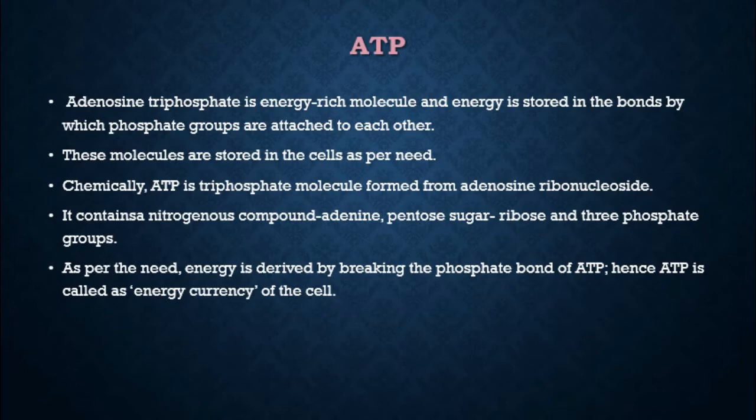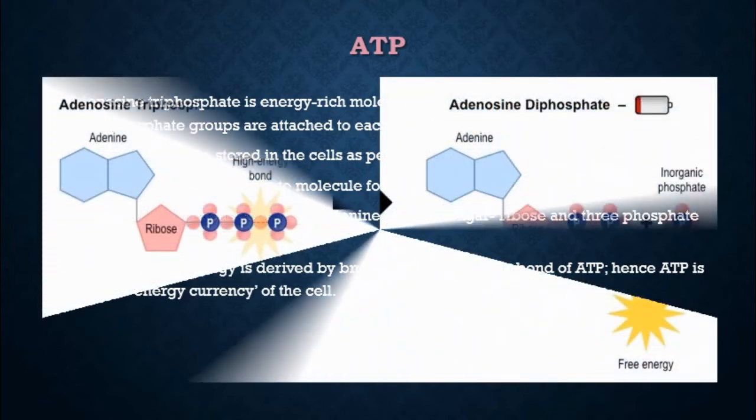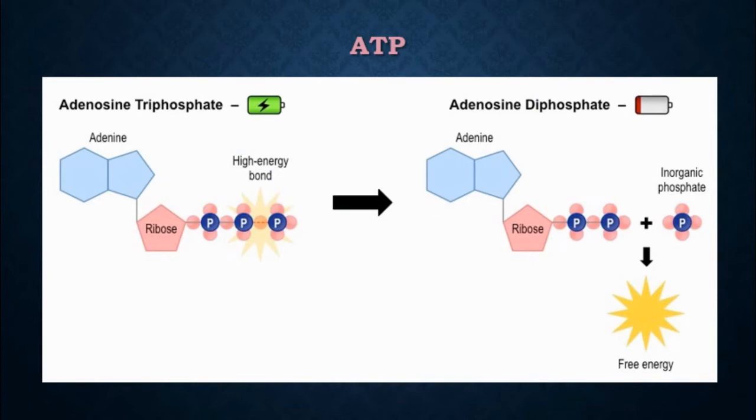If one phosphate group is removed, it is called ADP, that is adenosine diphosphate. If one more phosphate group is removed, it is called AMP, that is adenosine monophosphate. You can now see the structure of ATP. The energy is obtained by breaking the phosphate bond. When the phosphate bond is broken, it releases energy. So ATP is considered to be the highest energy form, whereas ADP and AMP are lower energy forms.